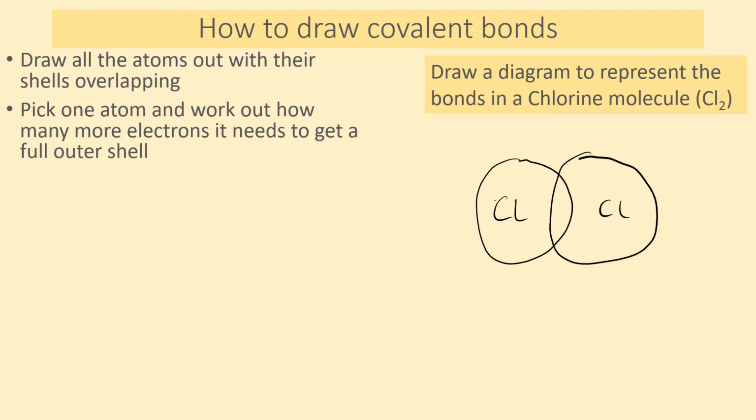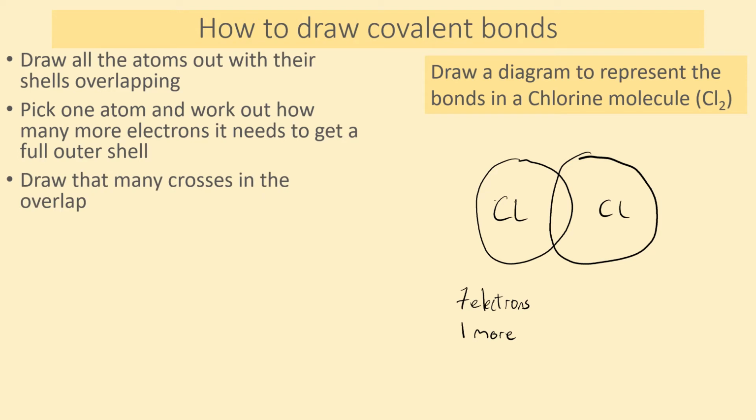I'm going to pick one atom and work out how many more electrons it needs to get a full outer shell. And they're both chlorine, so it doesn't matter too much which one I pick. But we'll go for the one on the left. So it already has 7 electrons. It's in group 7. I need one more electron to get a full shell. I'm going to draw that many crosses in the overlap. Okay, I need one more. I'm going to draw one cross in the overlap. This is easy so far.